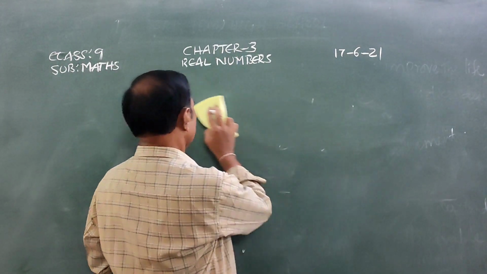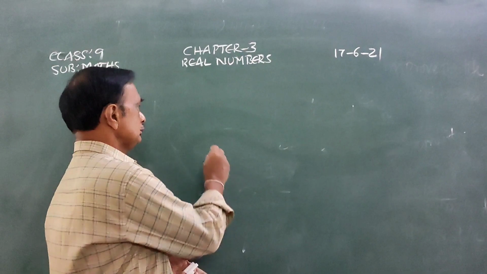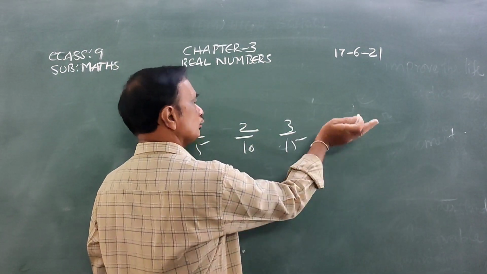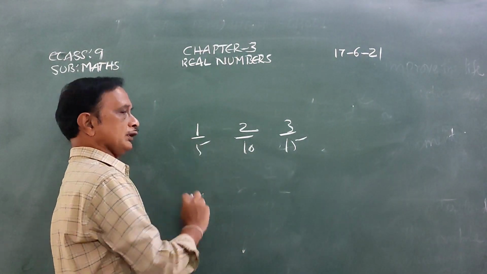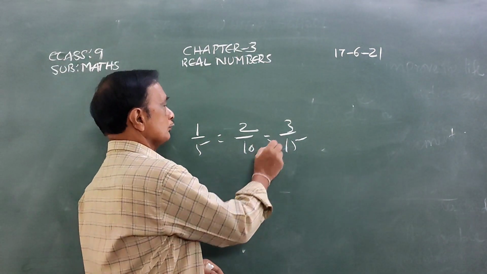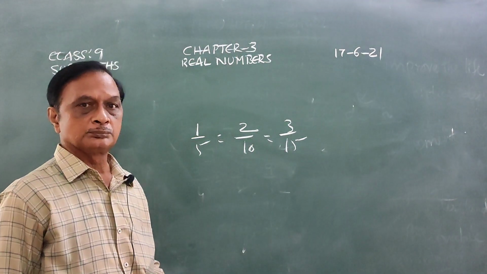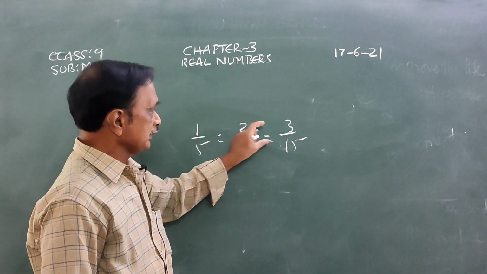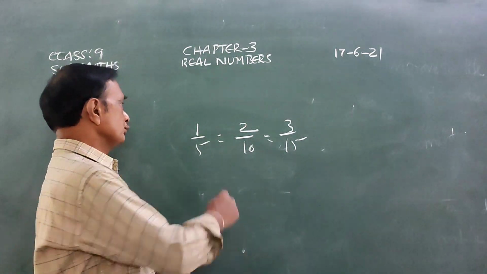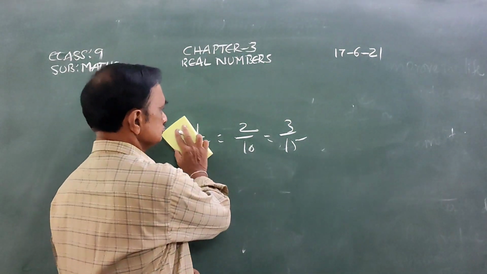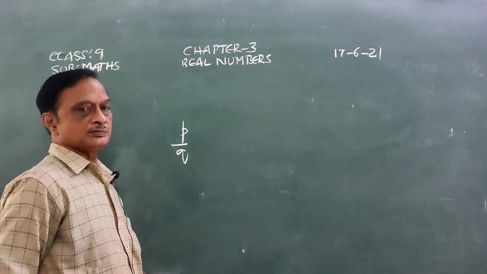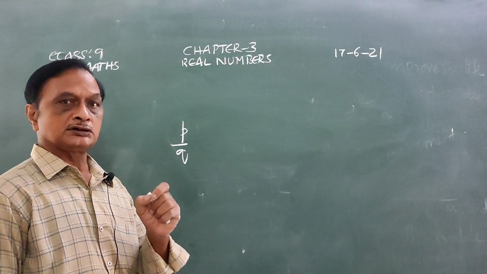So for a rational number we have many forms: 1 by 5, 2 by 10, 3 by 15 and so on. These are all the forms of 1 by 5. They are all called equivalent rational numbers for 1 by 5. So what is the simplest form? 1 by 5 is the simplest form. So if you want to express 2 by 10 or 3 by 15 on the number line or in pictorial representation, we use this 1 by 5 only.